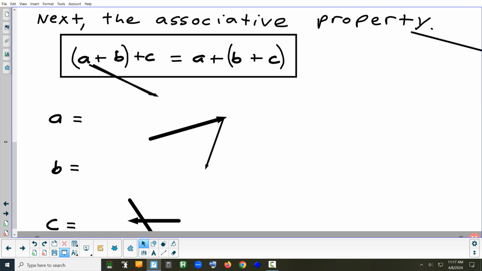You can see it's pretty close. I probably messed up a little bit. I didn't put that right on the tip, so it's probably supposed to be a little bit longer than it was. But you get the idea. You can switch the order that you add vectors in, and you will get the same answer. You can change the grouping that you add vectors in, and you will get the same answer.